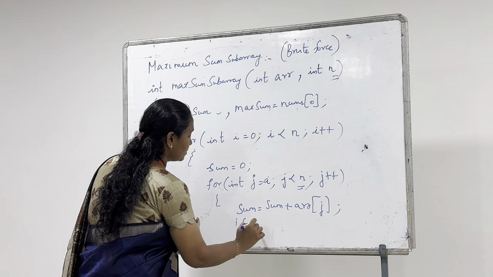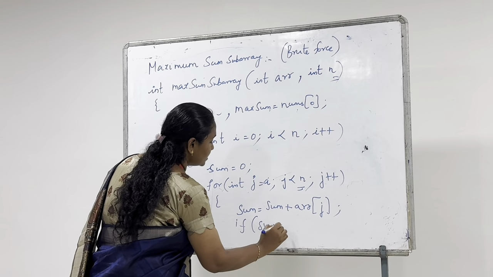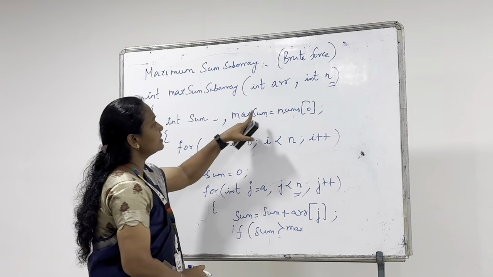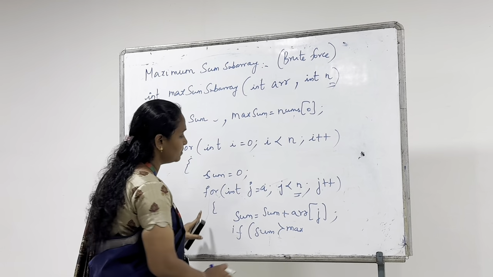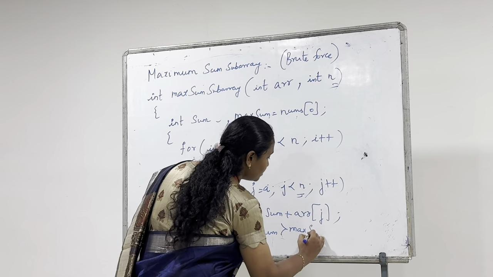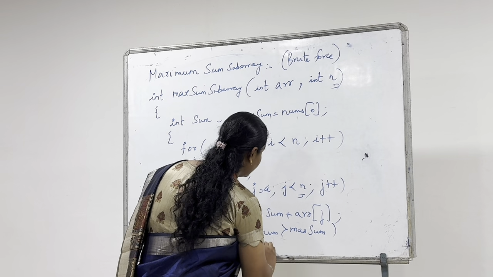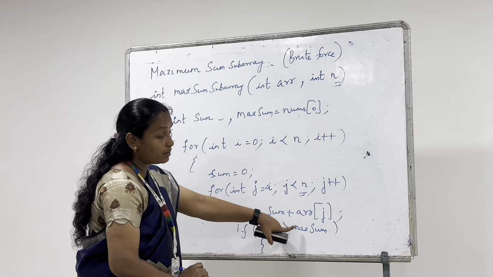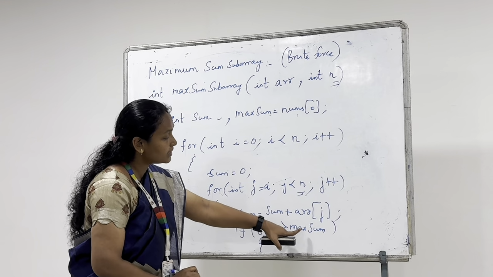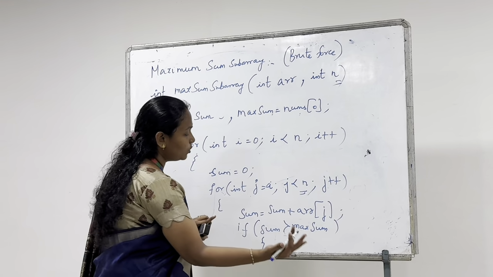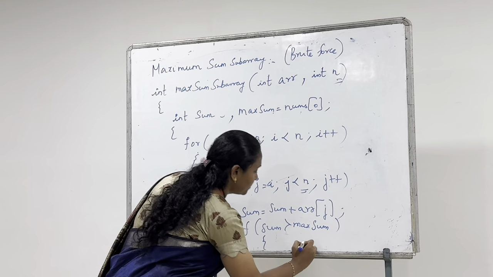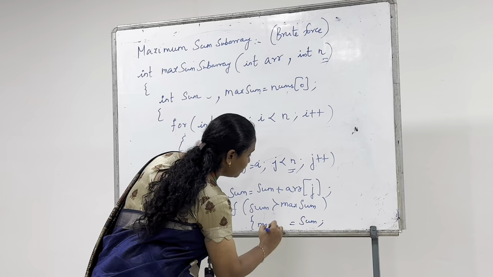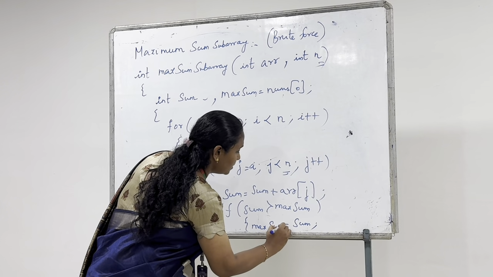If the sum is greater than the maximum sum, initially we assigned nums of 0 as the maximum sum. If the sum is greater than the maximum sum, then what we have to do is, always the maximum sum should be greater. So we need to assign the sum to the maximum sum. So now the sum is the maximum sum. Sum value is assigned to the maximum sum.